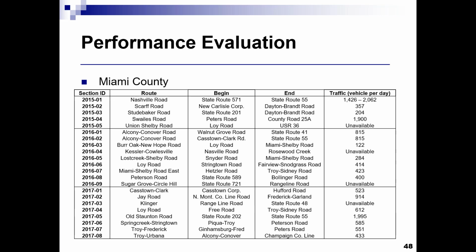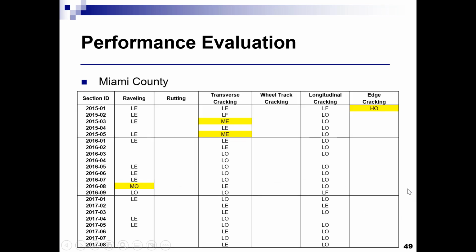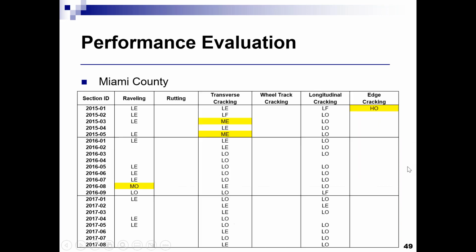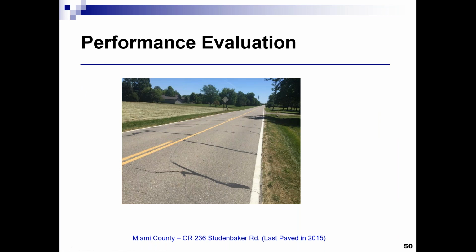These are the sections that were evaluated in Miami County. And again, you can see they are mostly 2,000 or less vehicles per day. And this is the performance evaluation results. Again, you can see that wherever we had higher traffic, we tended to see more distresses. Transverse cracking was, again, the main type of distress that we were observing. Some raveling, some longitudinal cracking, but again, low temperature cracking was the more observed in Miami County.